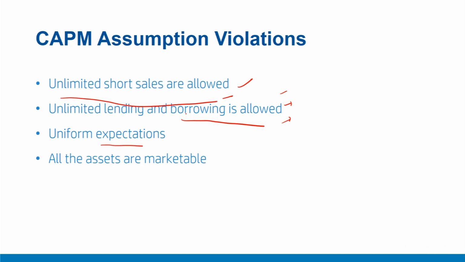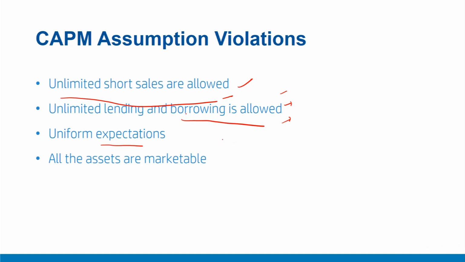Uniform expectations. CAPM assumes uniform expectations. For example, CAPM assumes all the investors in an economy or in a market are forming their expectations based on the risk of the security, and their expected returns are similar. They are also defining their periods in a similar manner.